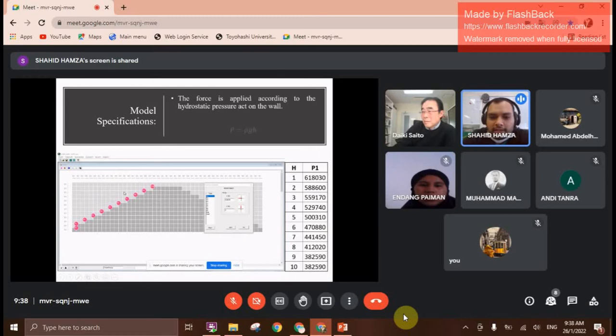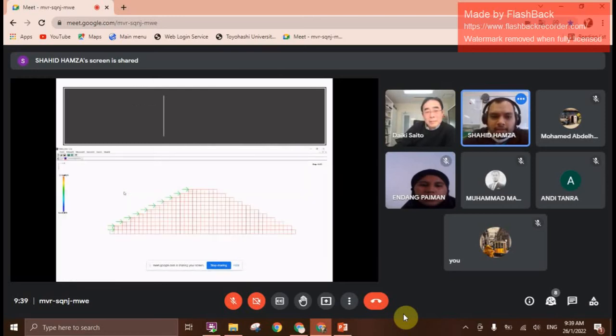So then I ran the simulation, and it shows the effect on the structure. Its maximum tension is 6.59 and compression is minus 13.54.